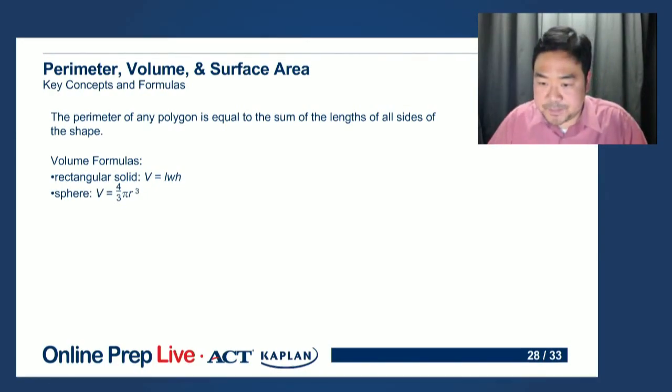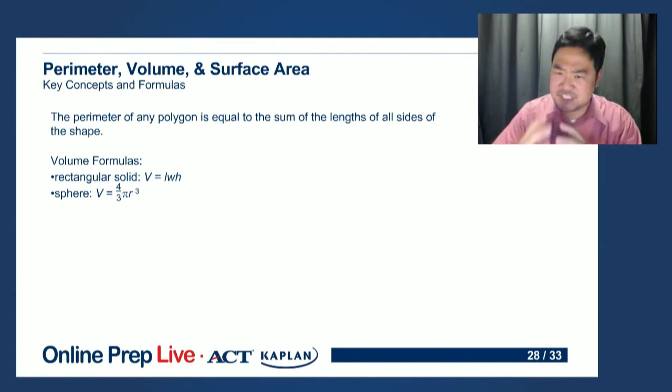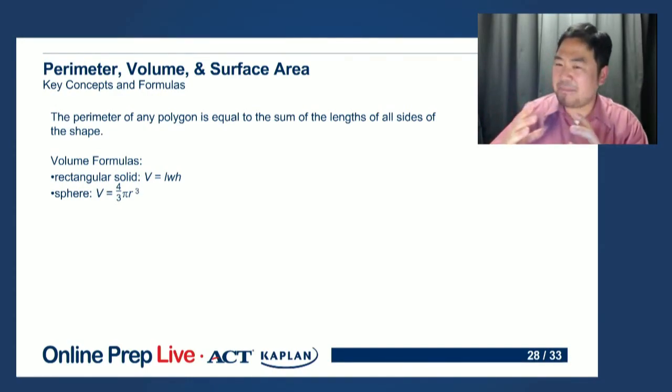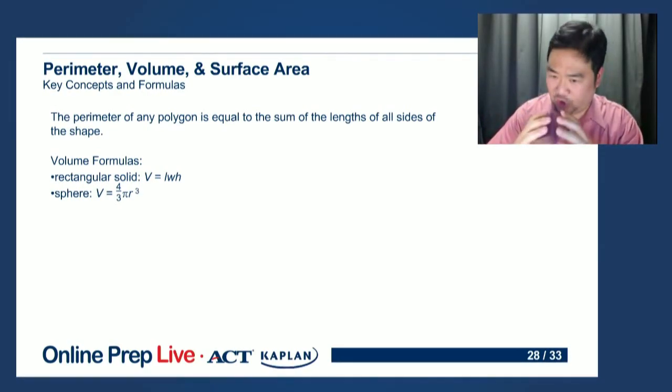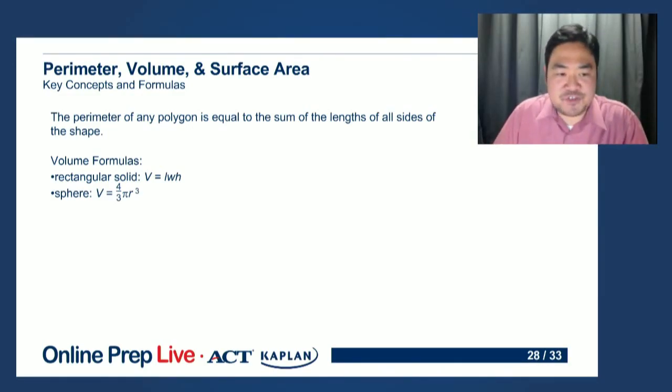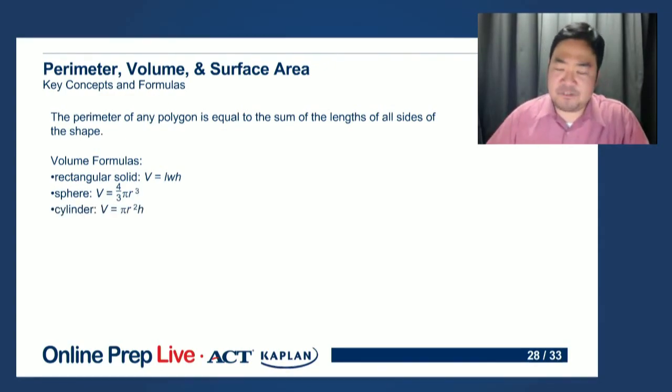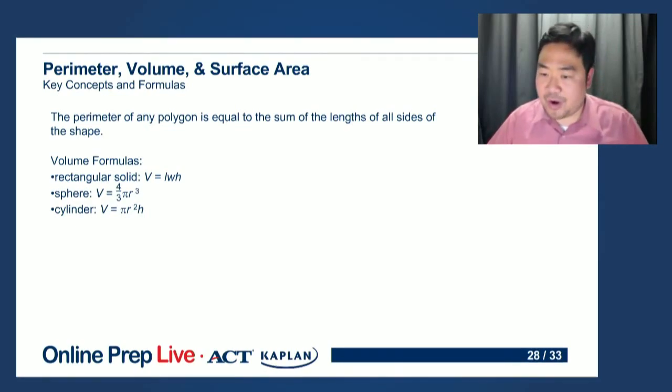The sphere, the volume of a sphere. If you remember what a sphere is, if you think about it, it's basically a three-dimensional circle. Okay, so sphere, volume is equal to 4/3 pi r cubed. Cylinder is the volume of a cylinder is pi r squared times the height.